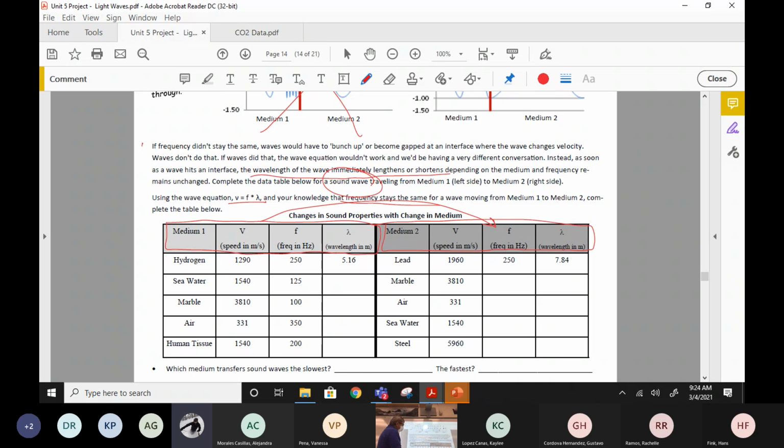Now, notice it's given us the velocity every time, hasn't it? Every time it gives us the velocity because different materials, different media allow these waves to travel at different speeds. So it's giving you the velocity. And then on the first side, it gives you the frequency. On the second, it doesn't. So we have to think about that a little bit. Get rid of some of this writing I did. There we go. Now let's look at the first row because it's already completed for us.